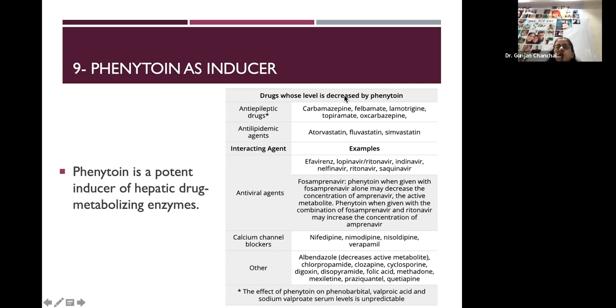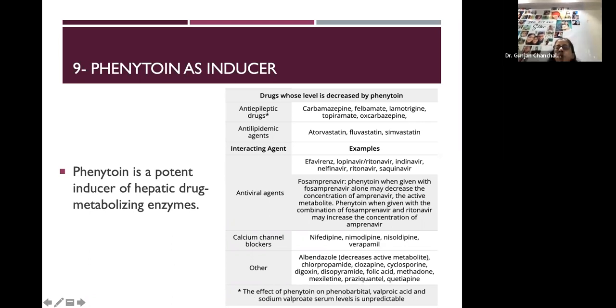So this phenytoin, by inducing enzymes, will decrease the levels of drugs like carbamazepine, oxcarbazepine, topiramate. These are other anti-epileptics. It will decrease the effects of statins. Okay, it will decrease the effect of calcium channel blockers and other drugs like cyclosporine, folic acid, praziquantel. These are important drugs which we commonly use in the ICU, and it will reduce their effects.